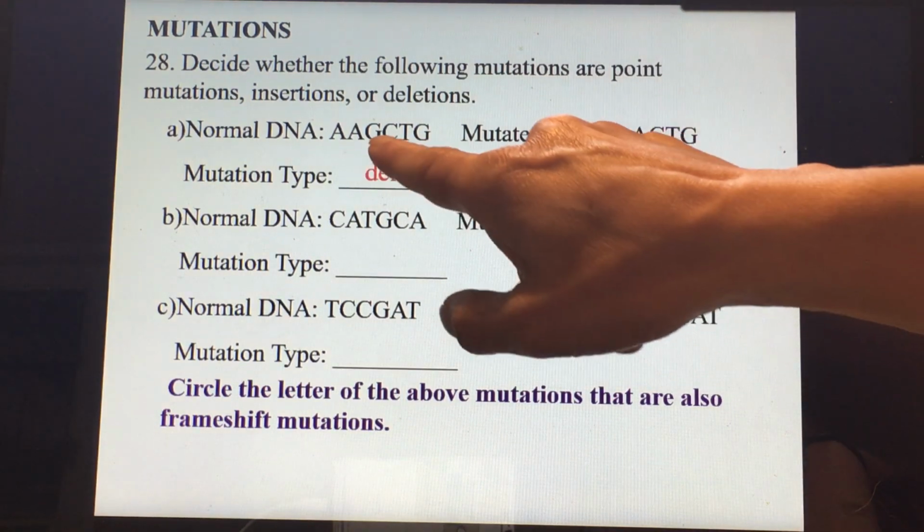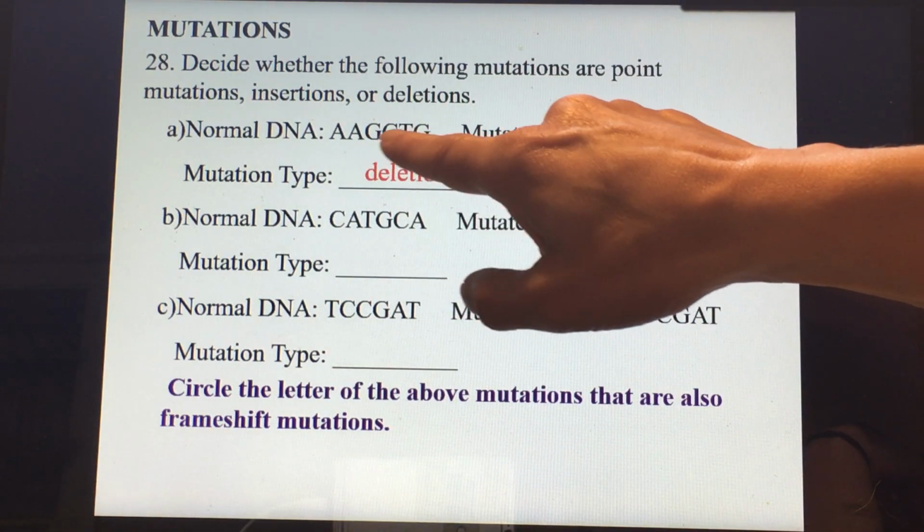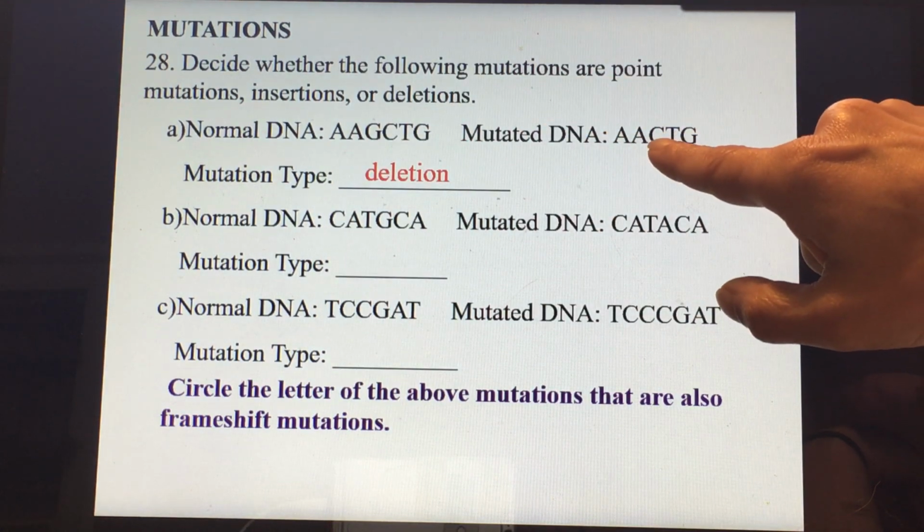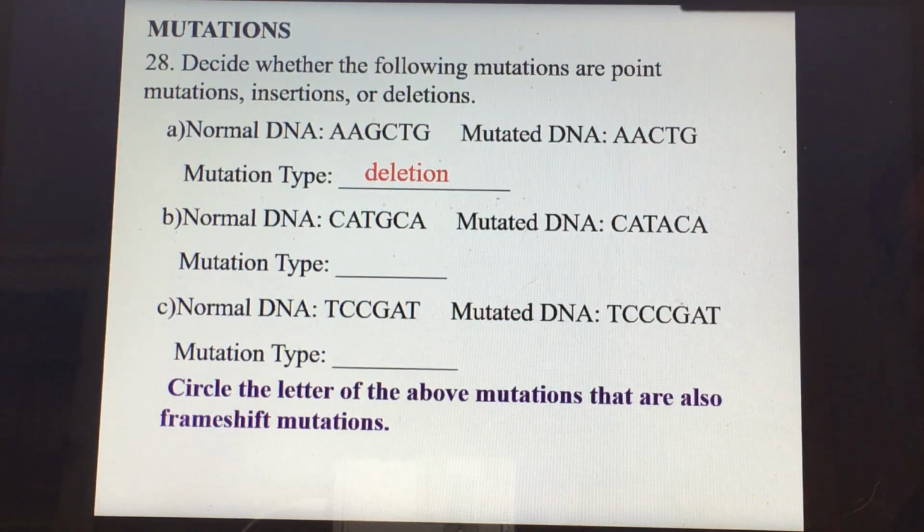We have a deletion because in this we are missing this guanine in the new mutated piece of DNA. So we are missing a base. So a base has been deleted.